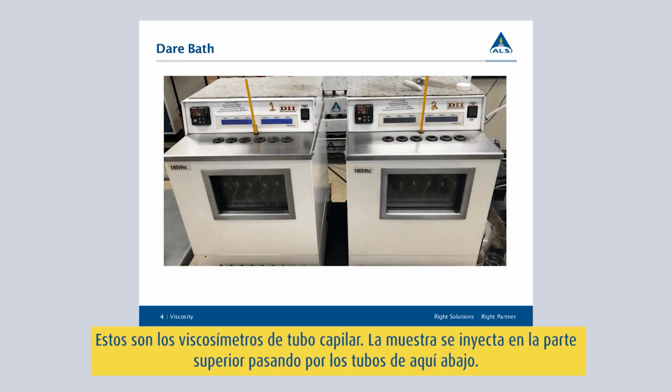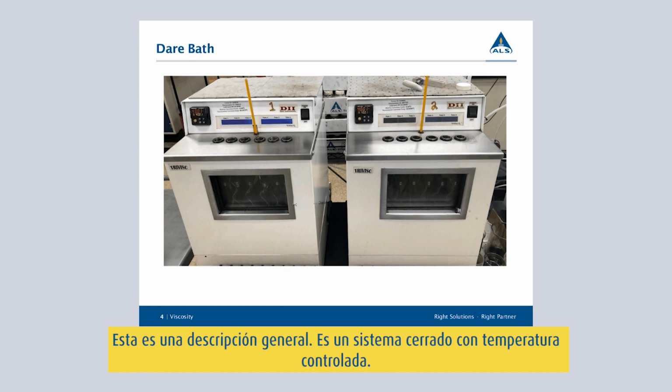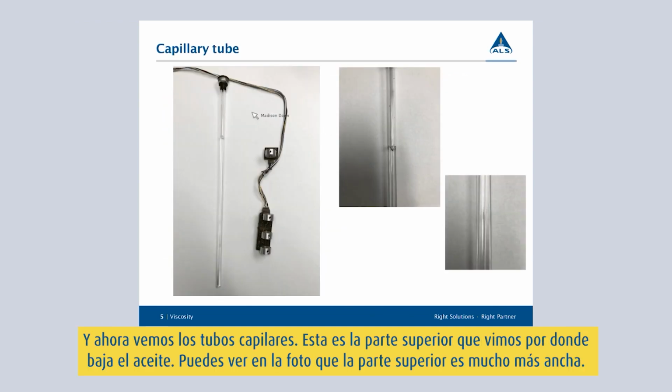So these are Dare viscometers, and they use capillary tubes, and the sample is injected at the top into these tubes down here. We have a few different thermometers that we use to measure it, but this is an overview of what the bath is. It's a contained system so that your temperature is really controlled. And then we get into our capillary tubes. So this is that top we saw where the oil goes down.